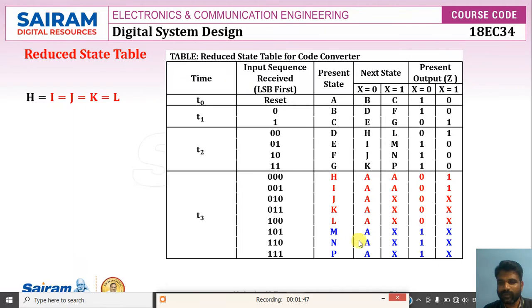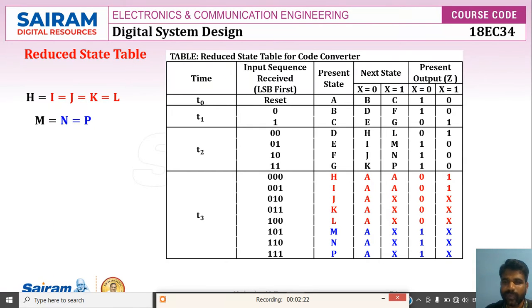Similarly, which I have highlighted in blue color, for present state M, next state is A when x is equal to 0, and when x is equal to 1, don't care. Again, don't care, it can be A. And here it is 1, don't care. So same next state and output. Same next state for M and N present states. Next state is A, don't care. Output is 1, don't care. So again for P, A, don't care, 1. So we can say M is equivalent to N and that is equivalent to P.